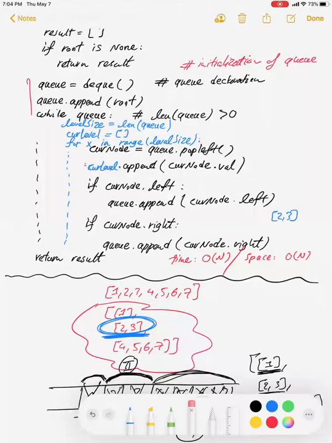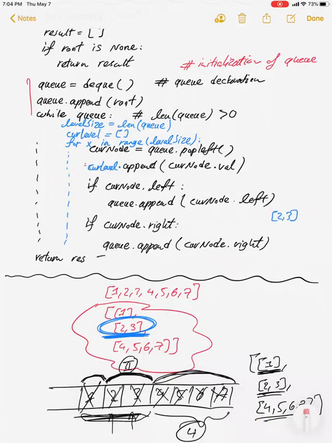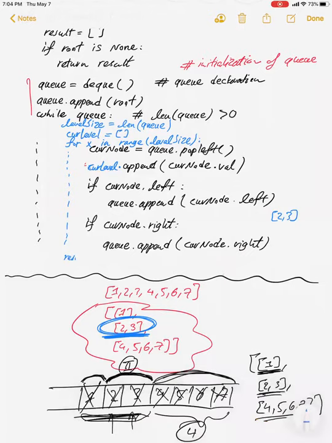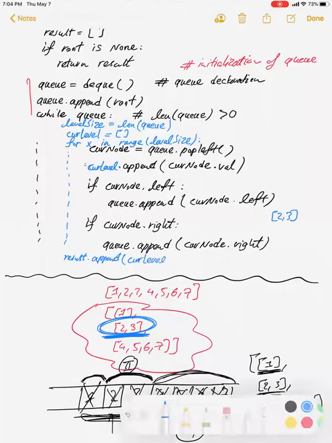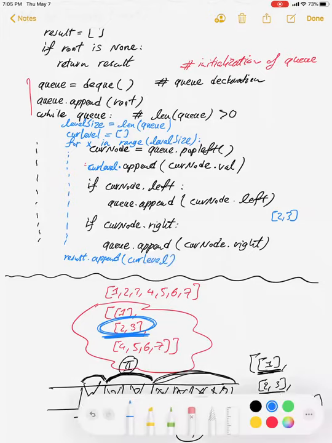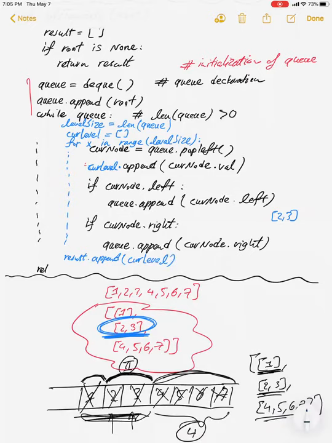Let me erase these. After the for loop is finished, we write result dot append. So in the result, we append the current level, which is an array. So we will have an array of arrays, or list of lists, or vector of vectors in C++. So we append the current level at the end, and exactly the same as the first solution, we return the result.